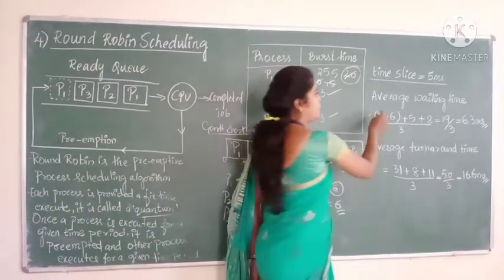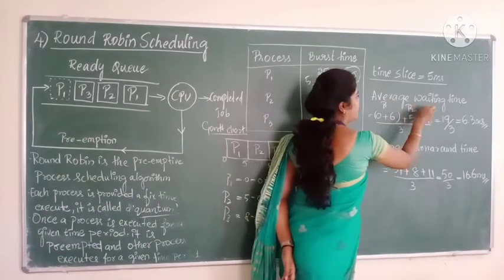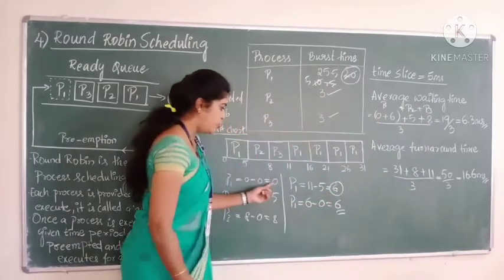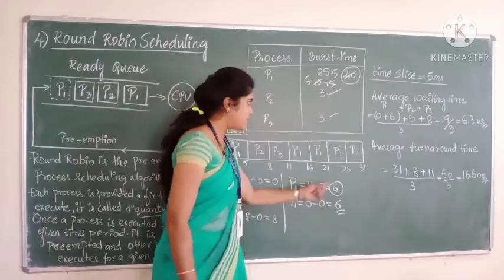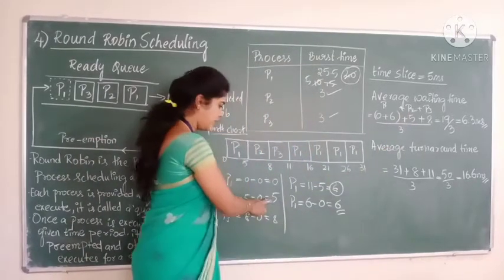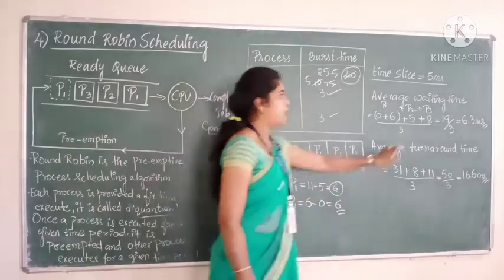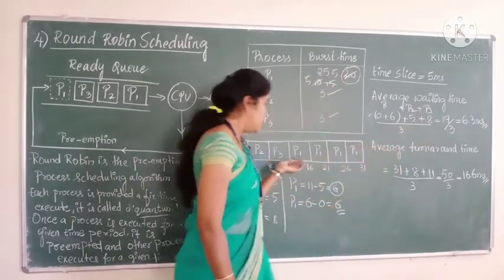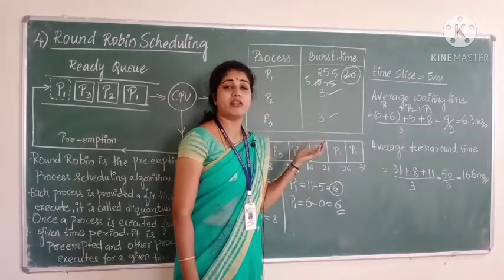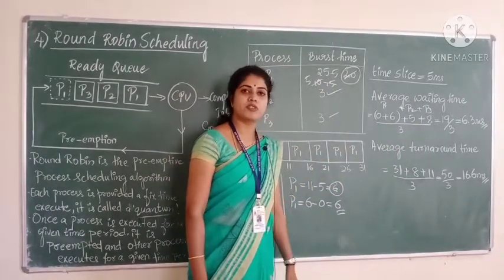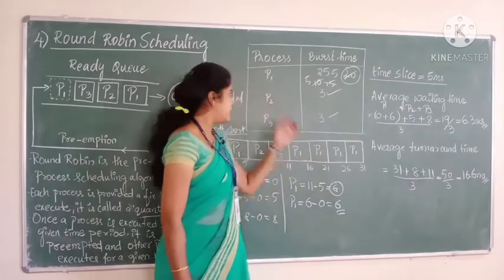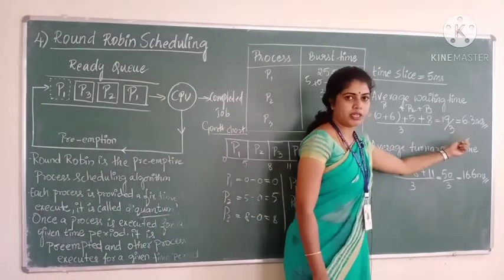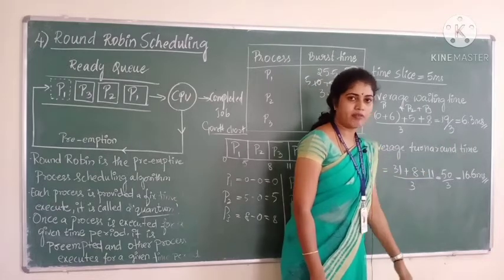See here, this is for P1, and P2, and this is P3. So P1 is 0 plus 6, and P2's waiting time is 5 and P3's waiting time is 8. So divided by 3. Okay, even though P1 is repeated a number of times, the number of processes will be counted as only 3, because in the table only 3 processes are given. So 19 divided by 3, you will be getting 6.3 milliseconds as the average waiting time.